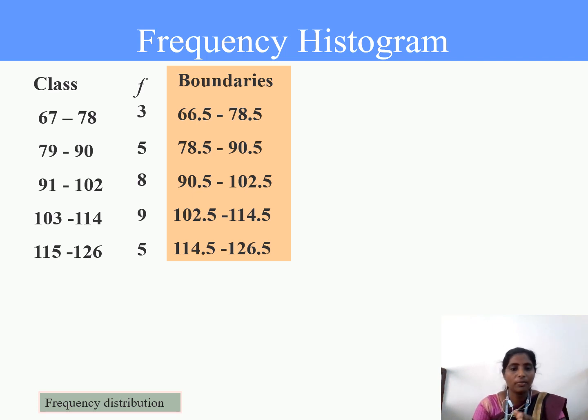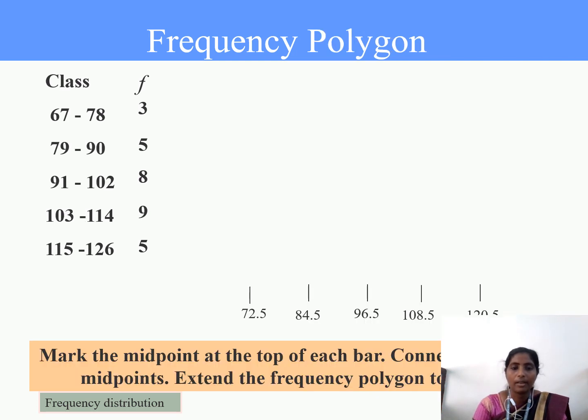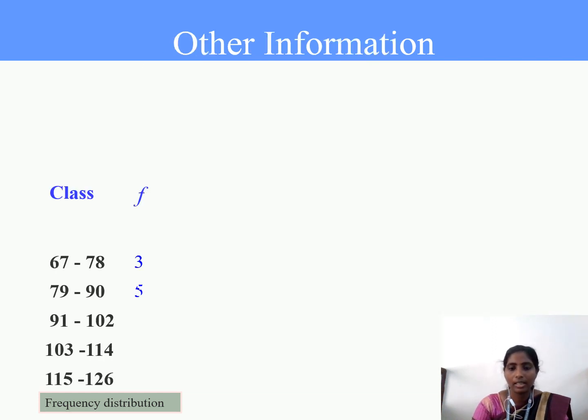So 0.5 before the first class lower limit, and 0.5 after the first class upper limit. After making the boundaries, we have to mark the bar with the frequency values, and we have to plot it in the graph. And for frequency polygon, we have to consider the midpoint of each and every bar, and finally we have to join them with a straight line, so that we'll be getting a frequency polygon.